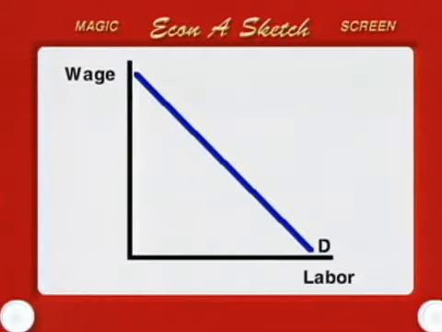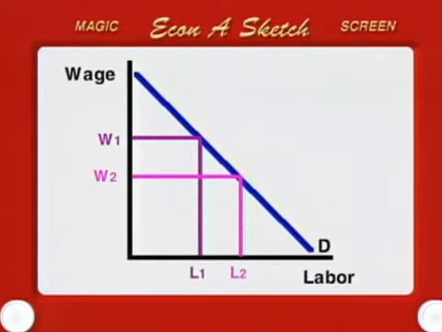The demand for labor curve is simply a schedule of the amount of labor a firm would employ for every possible wage rate. In this graph, we plot the value of marginal product curve and vary the wage. If the wage is W1, the firm hires L1 units of labor. If the wage is W2, the firm hires L2 units of labor.